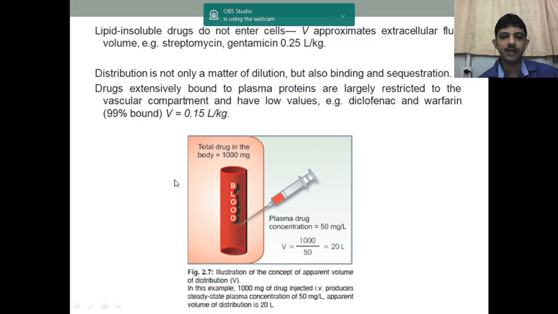For example, if we are giving 1,000 mg of a drug, this is just an example, and we get a steady state plasma concentration of 50, then the volume of distribution is 20. So by this equation, we can calculate the plasma volume or volume of distribution of the drug.